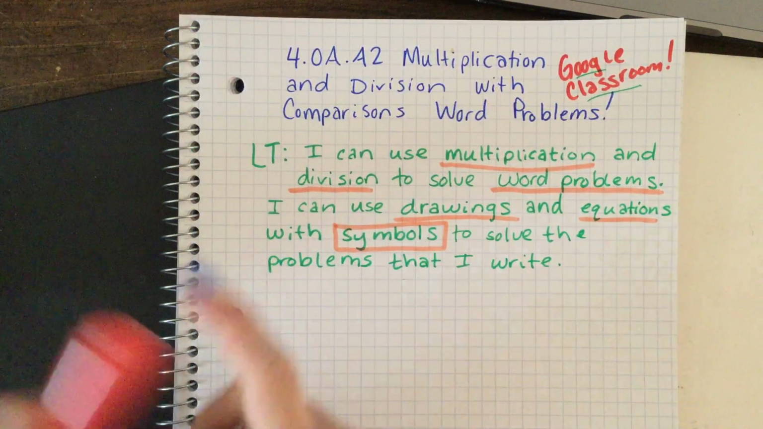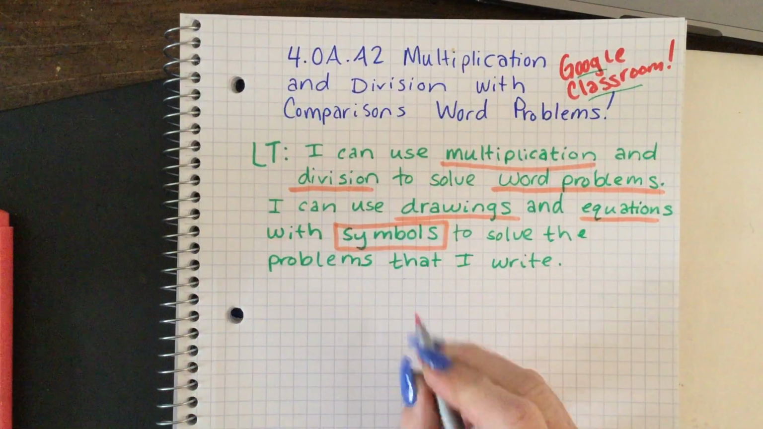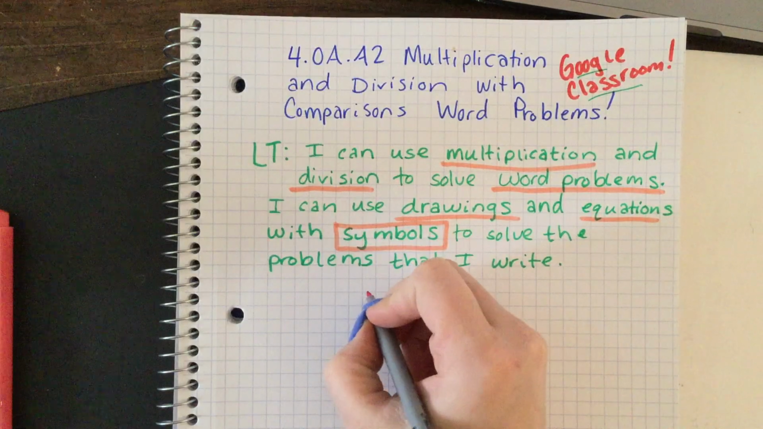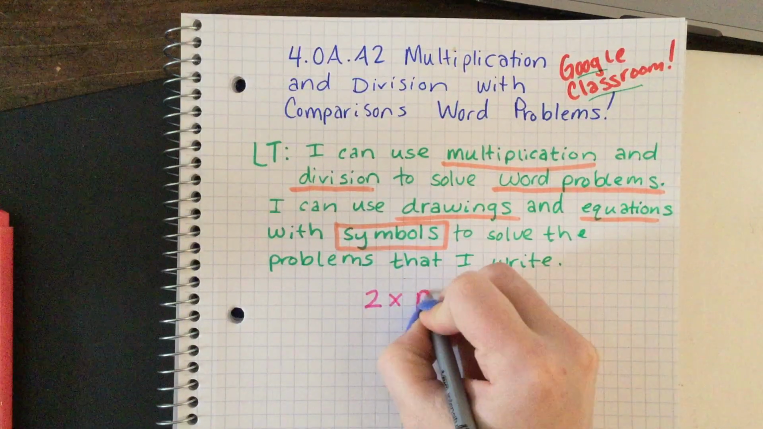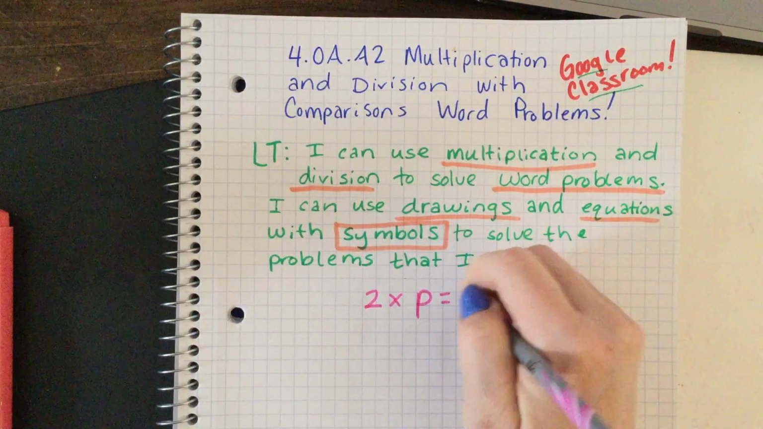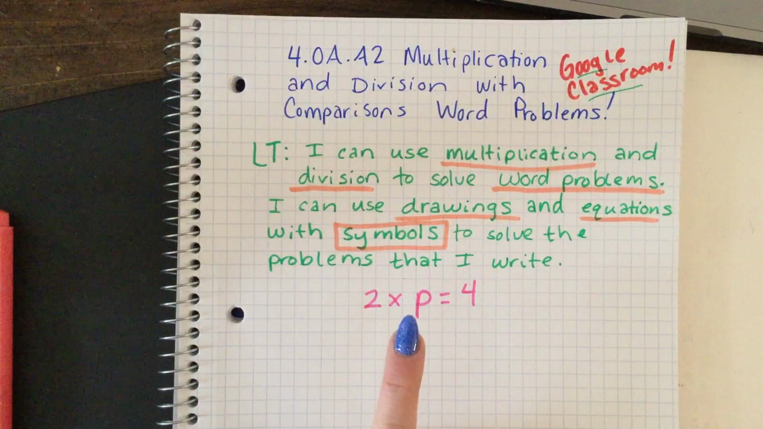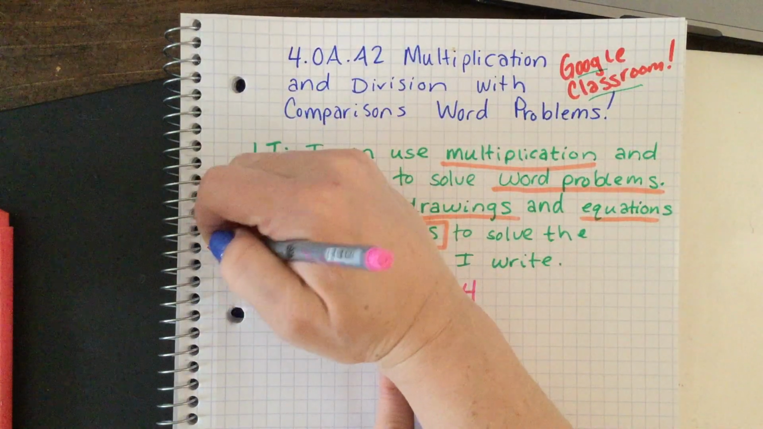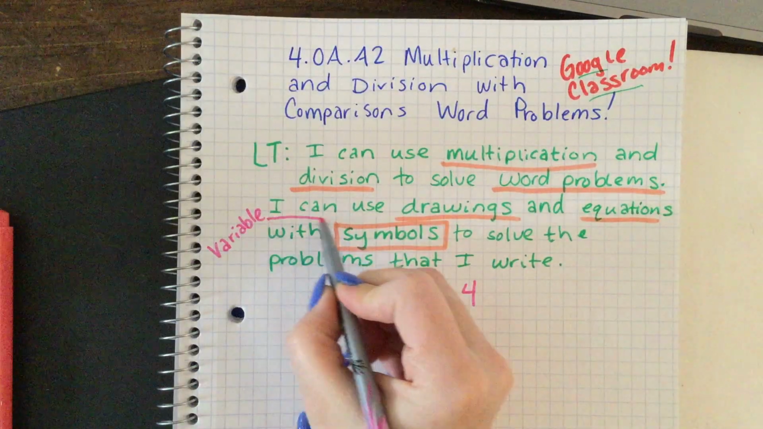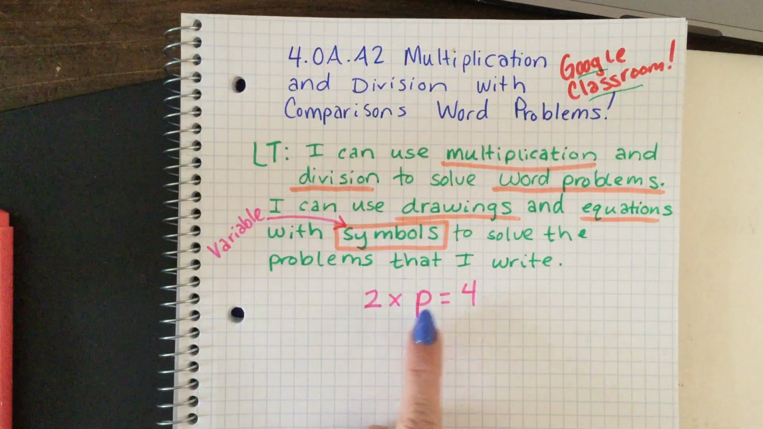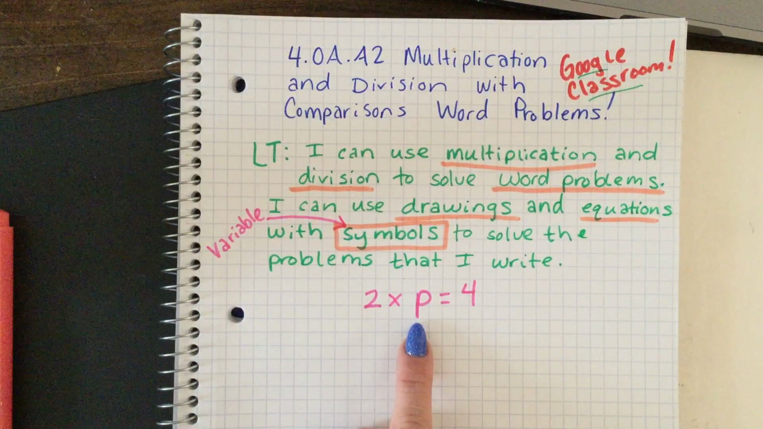So let me just give you a quick little gimme problem, okay? So this is what I mean by symbols, all right? So let's take an easy one. 2 times P equals 4. Now, this symbol, also known as a variable, represents the unknown in this problem, okay?